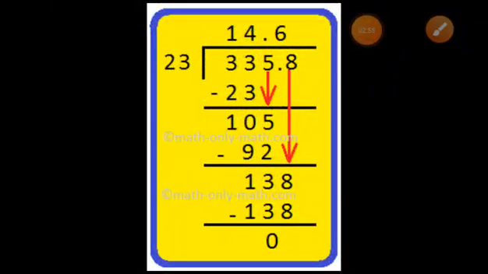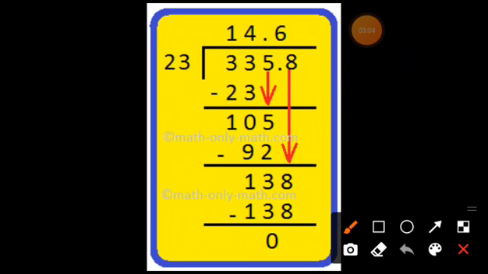Now let's take another example. See children, here we will have to divide 335.8 by 23. So in the first case we are taking the 2-digit number, that is 33. So we are writing 23 into 1, that is 23. Then remainder is 10. So you will have to now bring down the 5. Okay. So you are having 105. Now you are doing 23 into 4, that is 92. Then you are getting the remainder as 13.